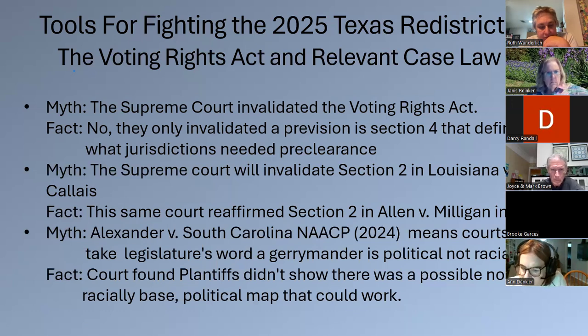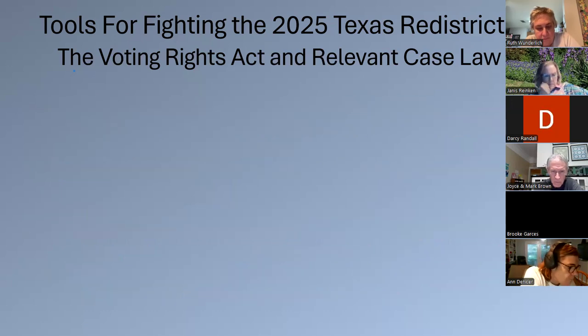This case, Alexander v. South Carolina NAACP, means that the court must take the legislature's word that a gerrymander is political, not racial. That's why the Republicans are saying we're looking at politics, not race. The court actually found that the plaintiffs didn't show that it could be a political gerrymander without violating Section 2. If they could show that, they would have won their day in court. It could have been put up as another hoop to prove a Section 2 case.